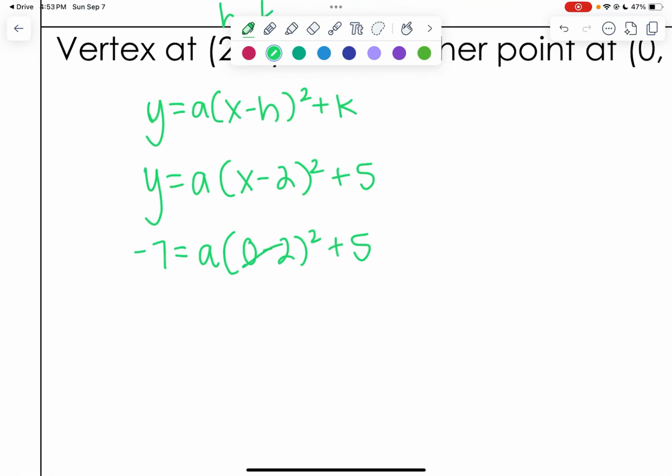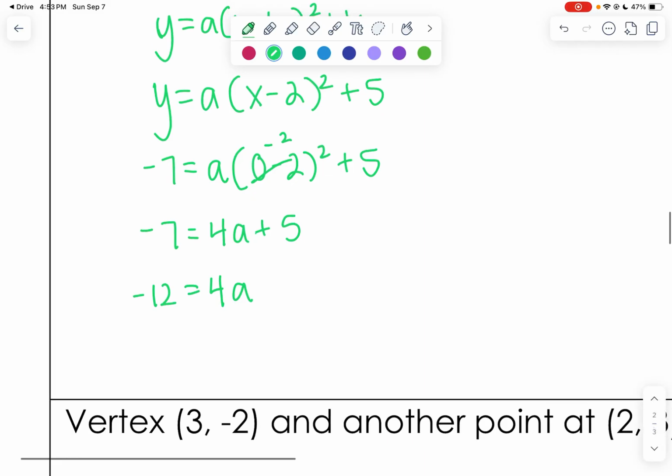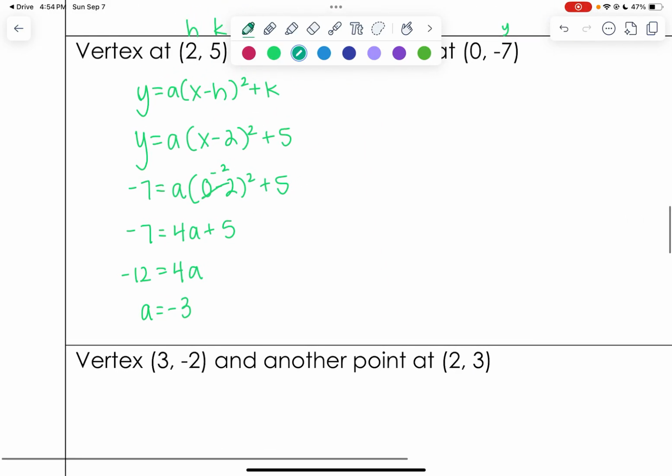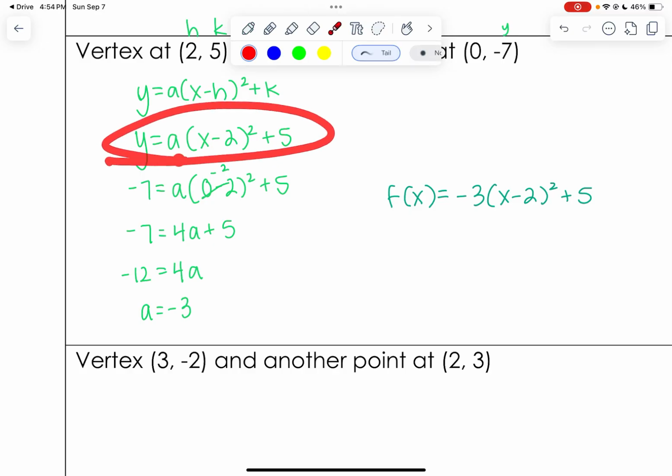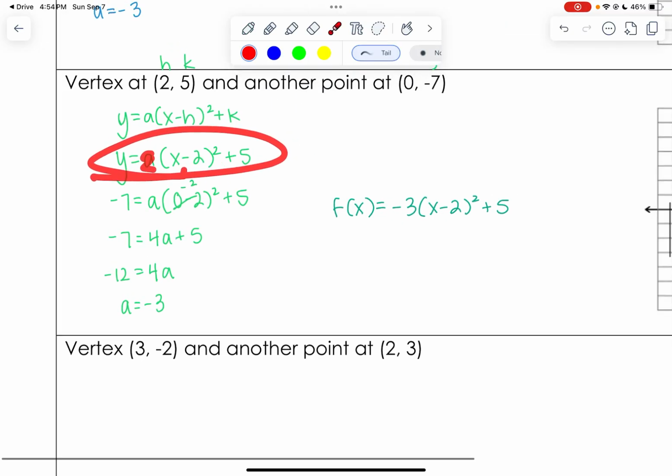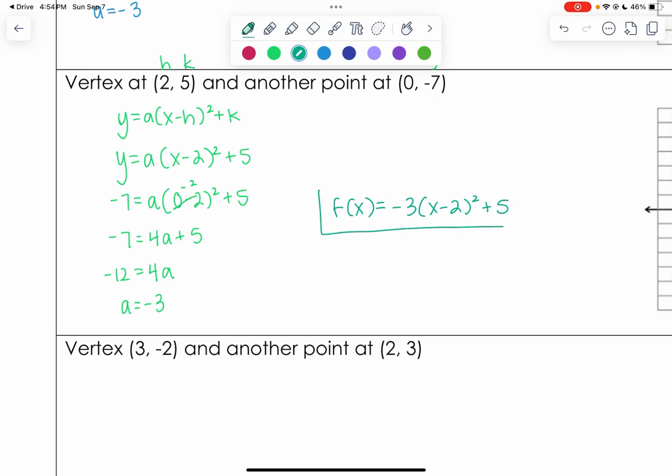0 minus 2 is -2, but -2 squared is +4. So -7 equals 4a plus 5. Subtract 5, that's -12 equals 4a. So that means a is going to be -3. So my equation for this quadratic would be y equals, or f of x equals, -3 times (x minus 2) squared plus 5. I already had the vertex, already plugged it in. A was just my last piece of the puzzle. And then that's it.